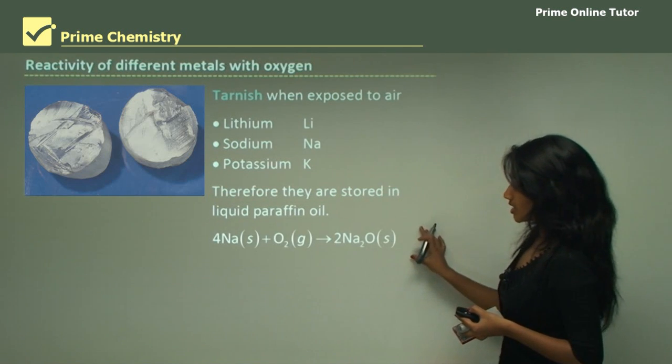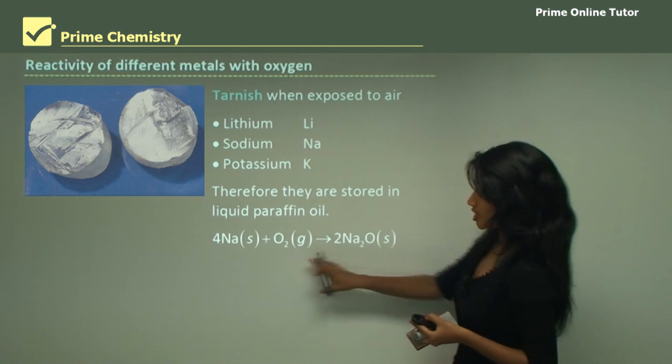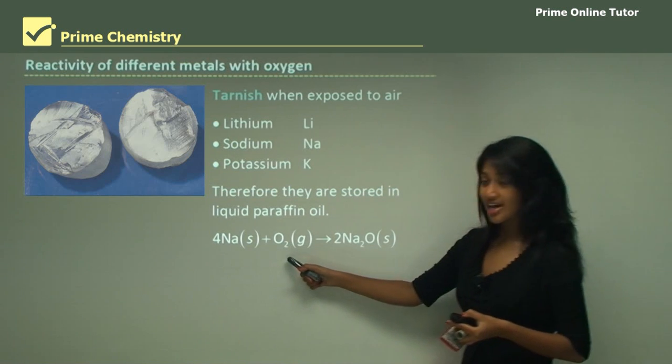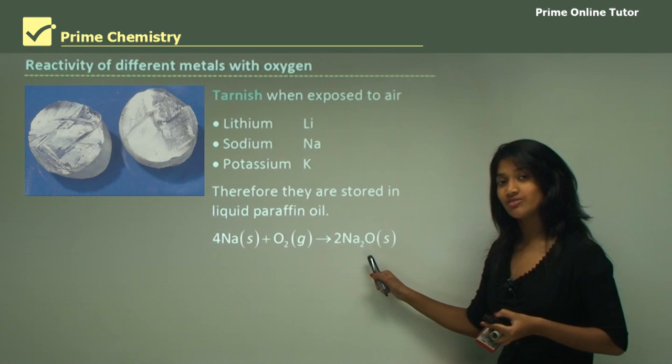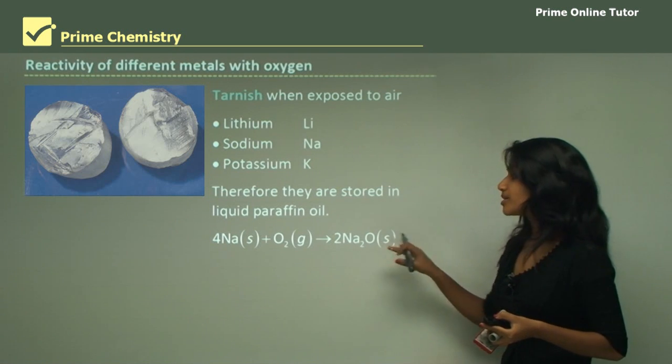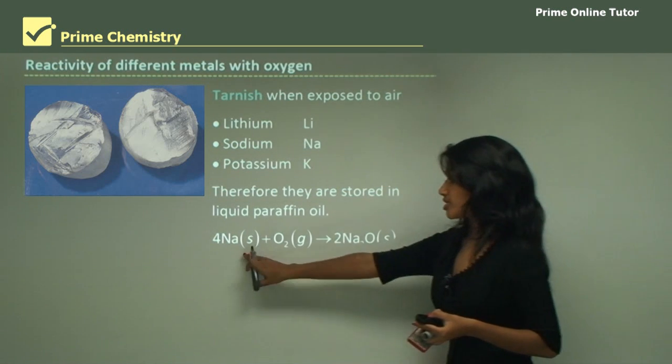So let's take an example of the tarnishing. Here we have sodium reacting with oxygen, and sodium oxide is a tarnished version of the sodium. So it will be coated on the sodium here.